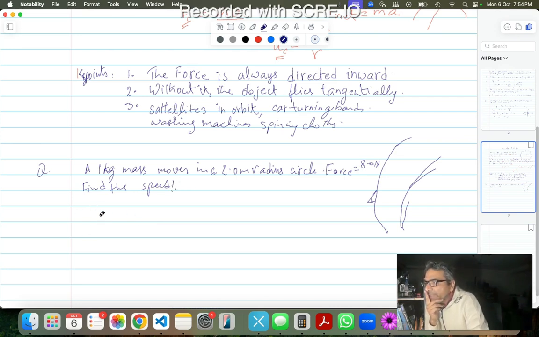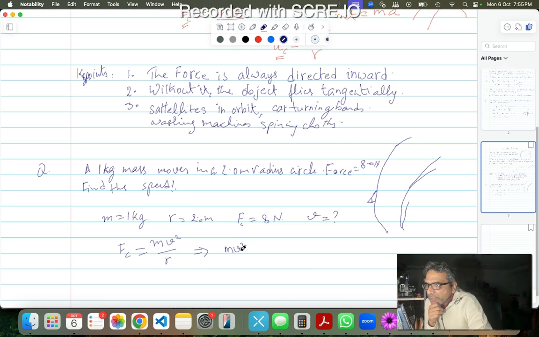So let's do it the way that I have taught you. What is given? The mass is 1 kg, the radius is 2.0 meter, and the force is 8 Newton. Now what are we looking for? The speed. So the formula is mv square over r, which leads us to change the subject.